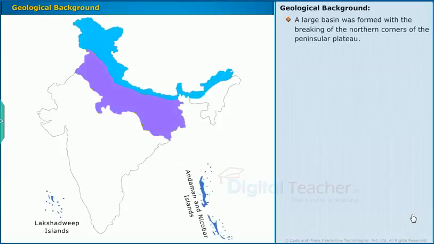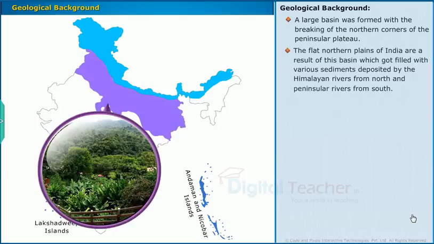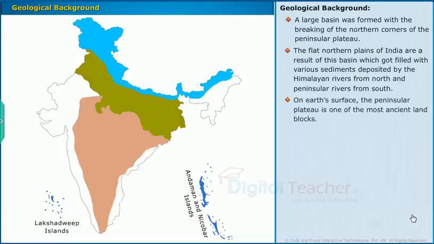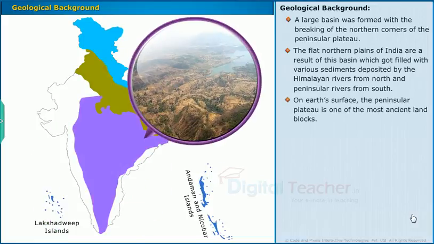A large basin was formed with the breaking of the northern corners of the Peninsular Plateau. The flat northern plains of India are a result of this basin, which got filled with various sediments deposited by the Himalayan rivers from north and peninsular rivers from south. On Earth's surface, the Peninsular Plateau is one of the most ancient land blocks.